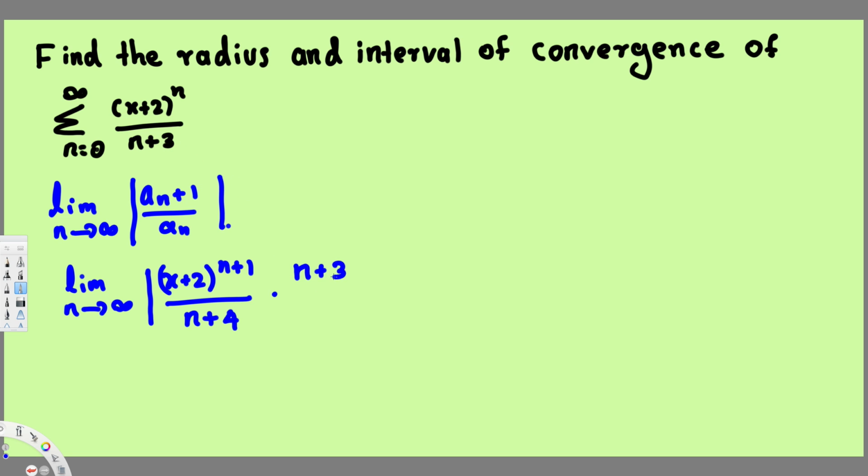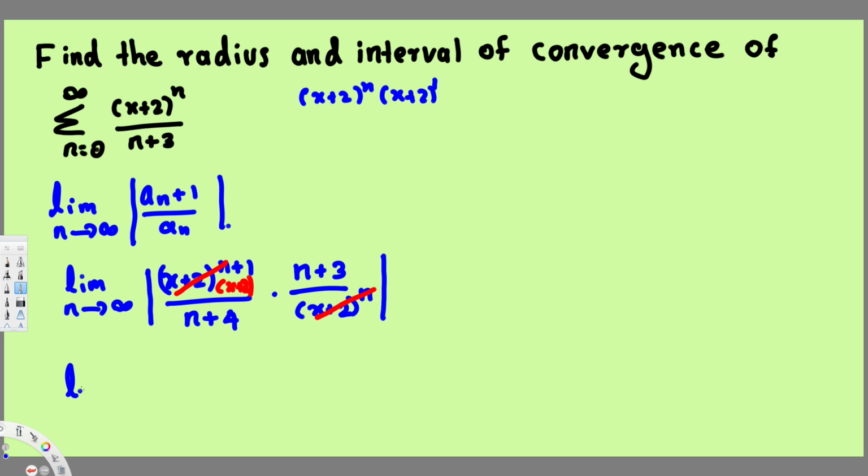(n + 3) over (x + 2)^n, right? So this is going to be the multiplication, and from this we can notice we can cancel, because (x + 2)^(n+1) is the same as (x + 2)^n multiplied by (x + 2)^1. So if we cancel, (x + 2)^1 will remain, right? So here we have (x + 2)^1, and then we have these other things. Now let's rearrange this one.